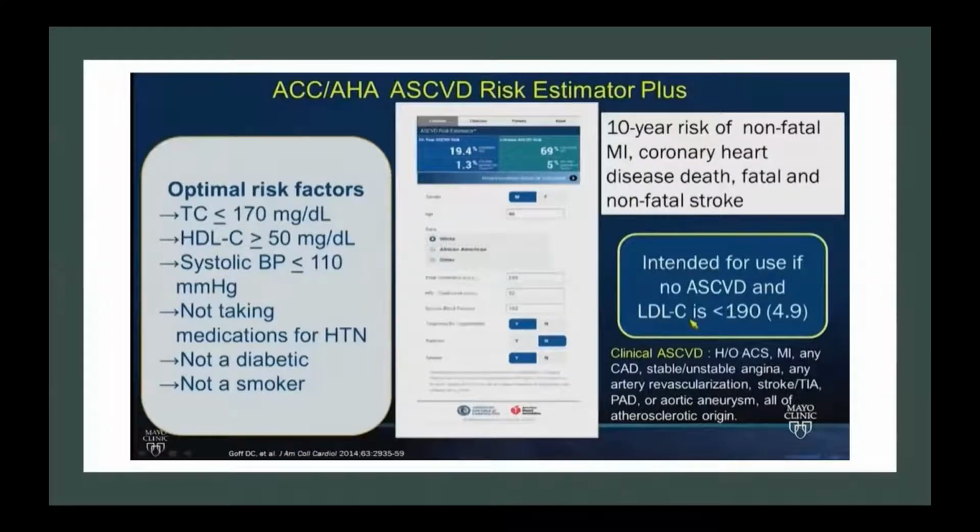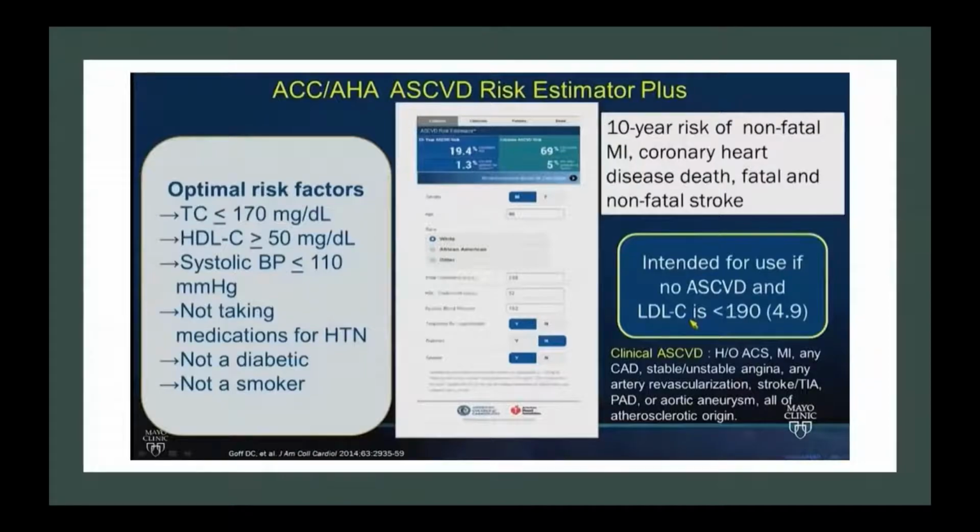The other question they will usually ask you is, what is the aim of the risk? What does this risk score actually reflect? Usually it reflects four things: the risk of having a non-fatal MI, coronary artery disease death, and fatal or non-fatal stroke. This is actually what the risk is about. Okay.